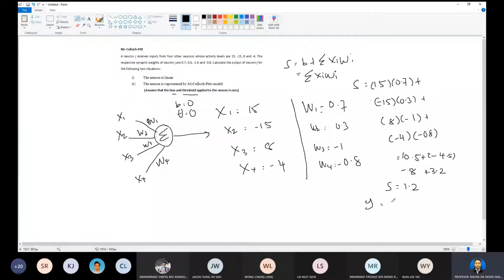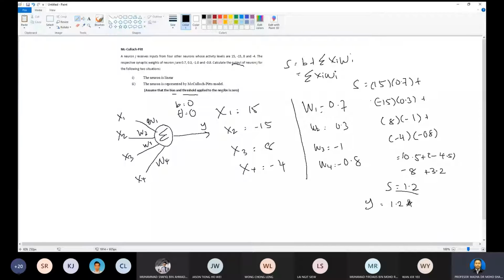That is for question number 1. Because we want to find the output, the output is y here. We want to find y. This one is S, but the output will be the same. If it is linear, the output will be the same as S. So that is the answer for question number 1.